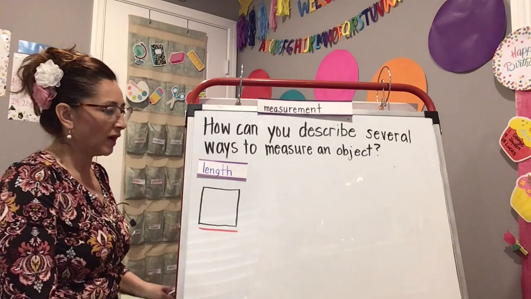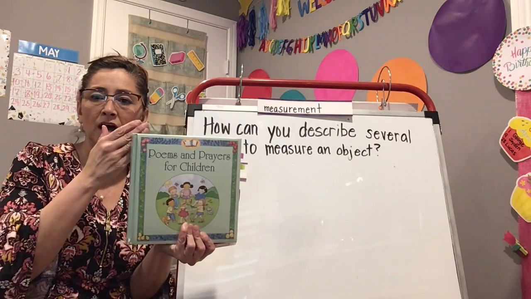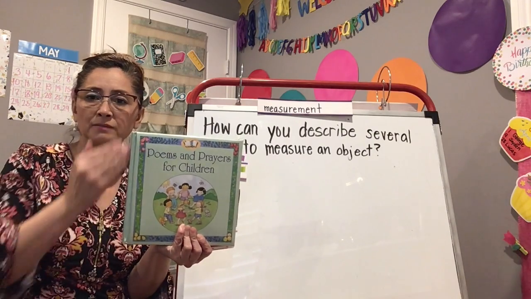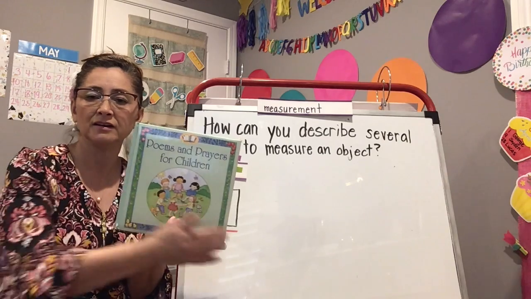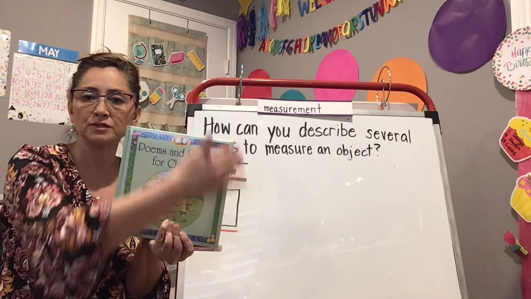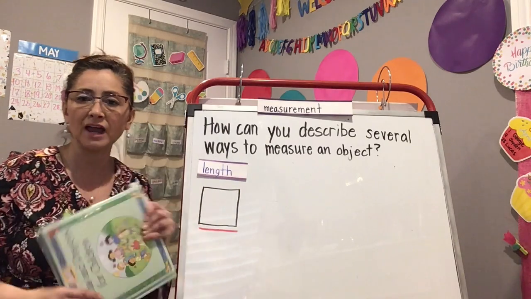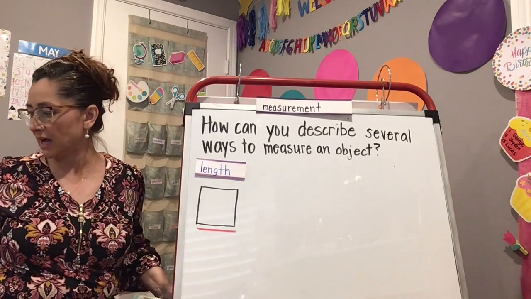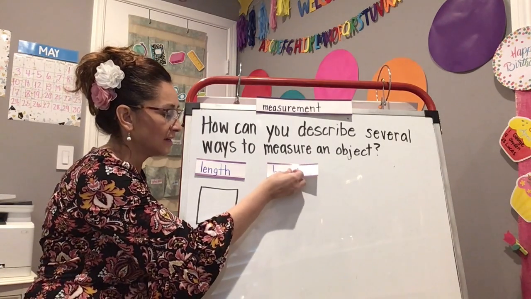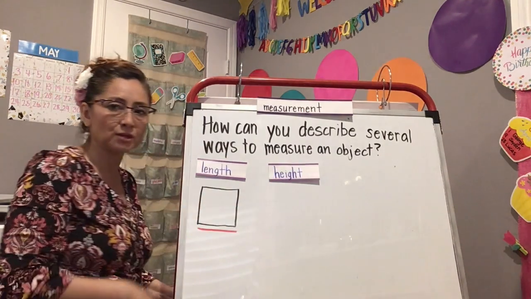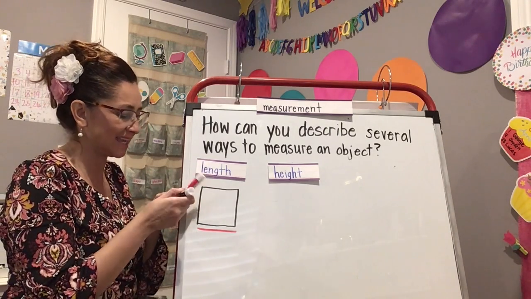Now, what if I wanted to measure this book from top to bottom or bottom to top? If I wanted to measure here, the spine, or from here, top to bottom or bottom to top, what am I measuring? That's right. I'm measuring the height. So measuring from top to bottom or bottom to top is the height.